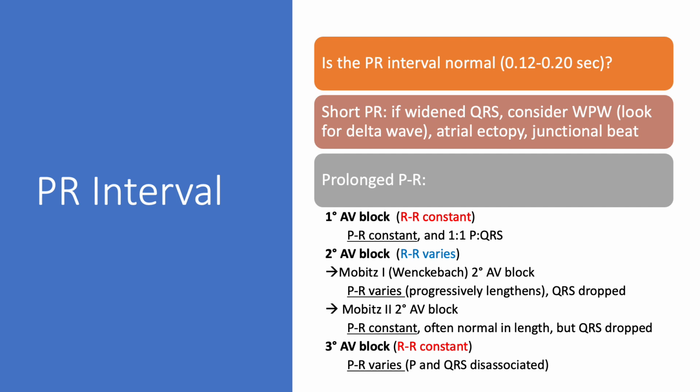In third degree AV nodal block, your R to R intervals are going to remain constant because you have an escape rhythm, whether it's a junctional escape rhythm or a ventricular escape rhythm that's happening. Your PR intervals are going to vary because your P waves and your QRS complexes are completely dissociated. Remember, you're going to see P waves because the sinus node is going to continue to send out electrical impulses causing atrial depolarization, but you have a complete block at the AV node, and so you have a rescue rhythm that's happening either from the junction or from the ventricles.